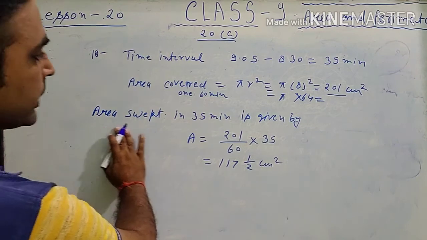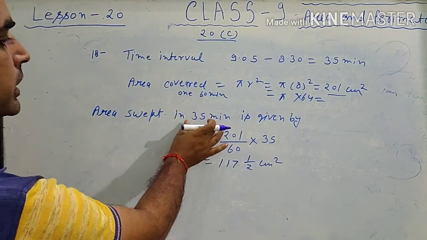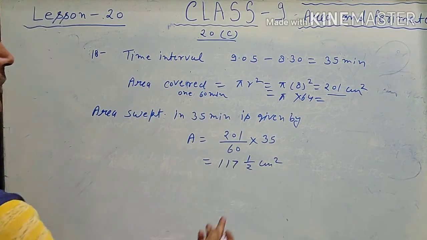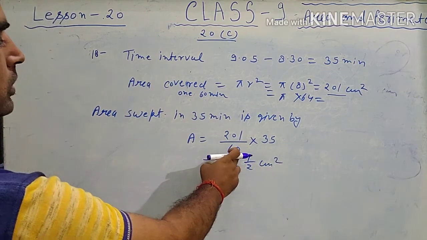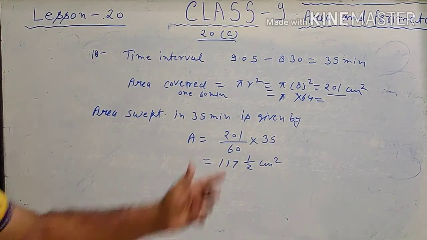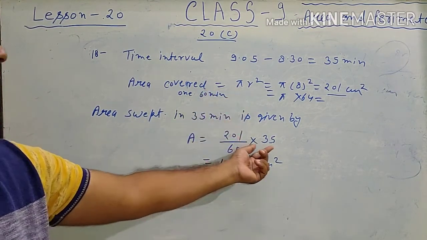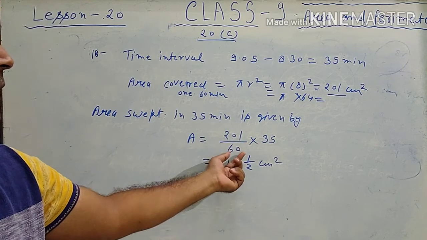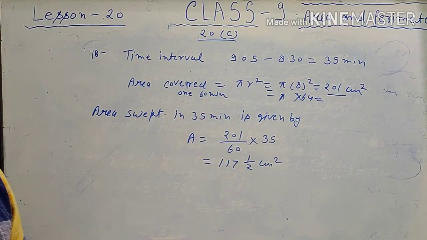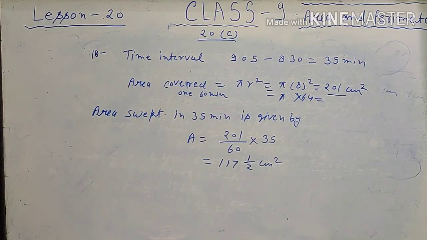Now area swept in 35 minutes. This is for the 1 hour, that is 60 minutes. For 35 minutes, 201 upon 60 into 35, because this is for 60 and we have to find for the 35. So we get 117.5, yeah, 117 whole 1/2 centimeter square.